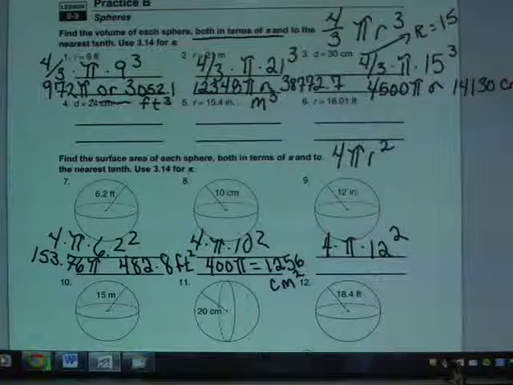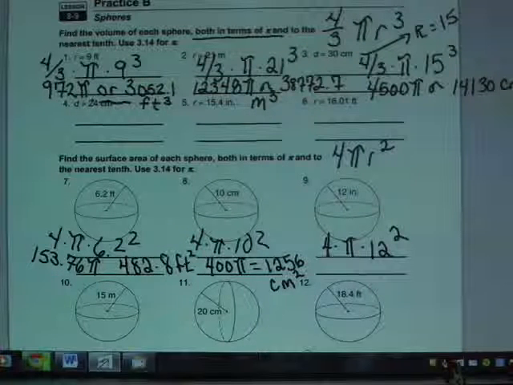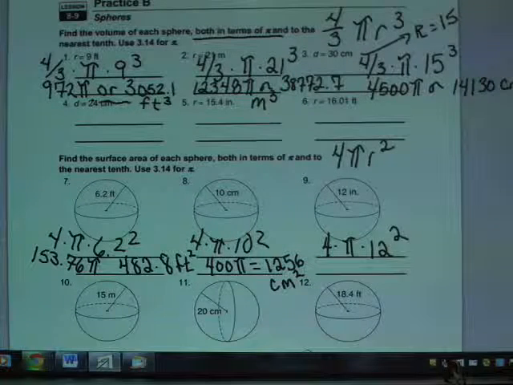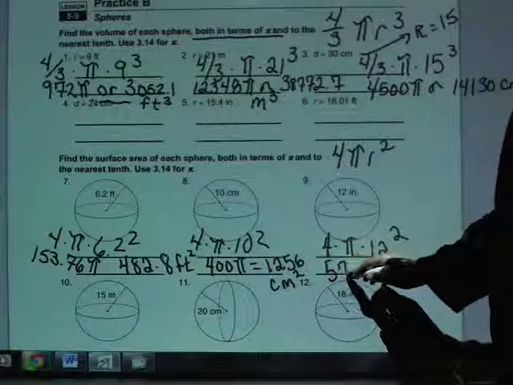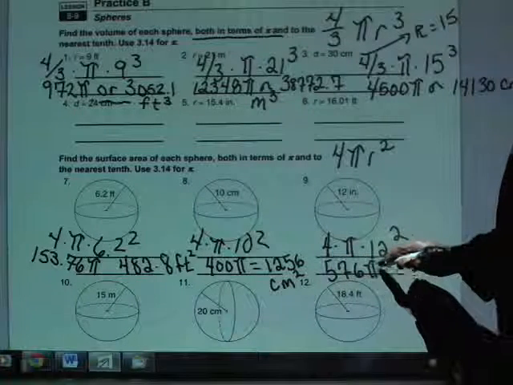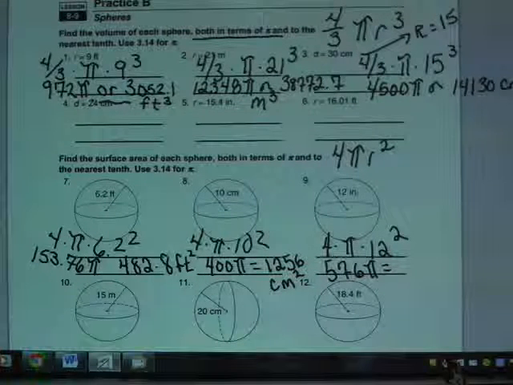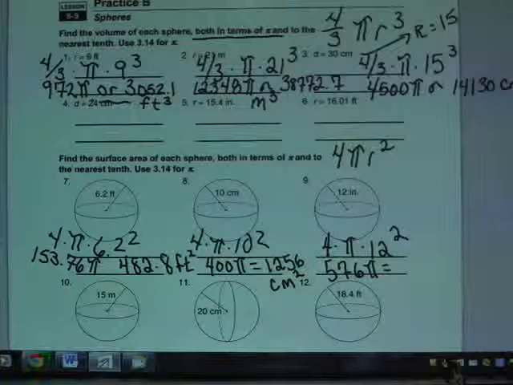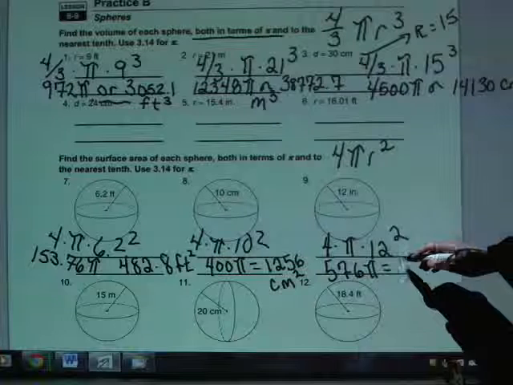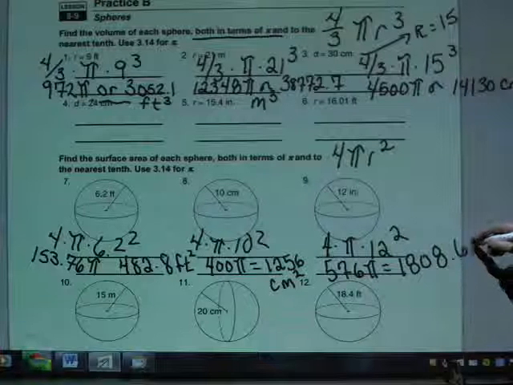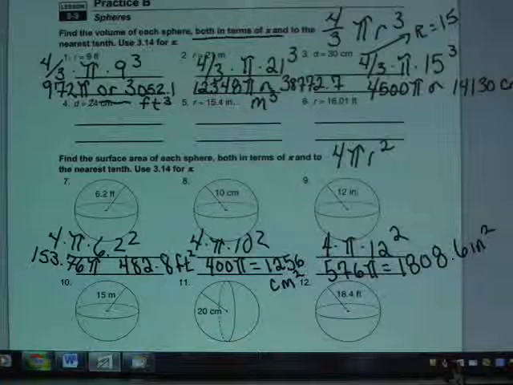And then in number 9, we've got 12 squared in the back end, which is 144, times the 4 in the front. That's going to give me 576, so that's 576 pi. So that's the same as 576 times 3.14. And that's 1808.64. We're going to round to 1808.6, and that's going to be inches squared. And again, proceed the same way with 10, 11, and 12.